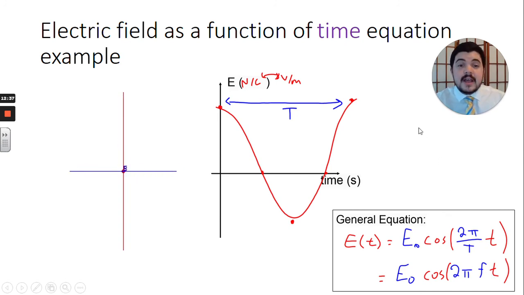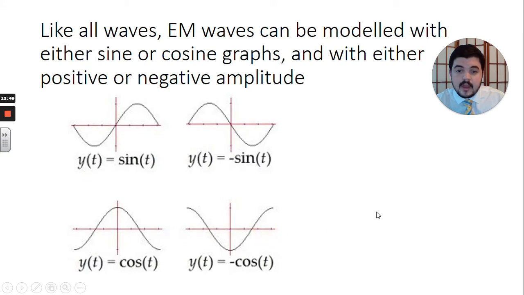I used cosine for this graph because it started at the amplitude. It didn't start at the origin, and it started at the positive amplitude, so it's a positive cosine, not a negative cosine. I do want to point out that, like all waves, electromagnetic waves can be modeled with either sine or cosine graphs and with either positive or negative amplitudes.